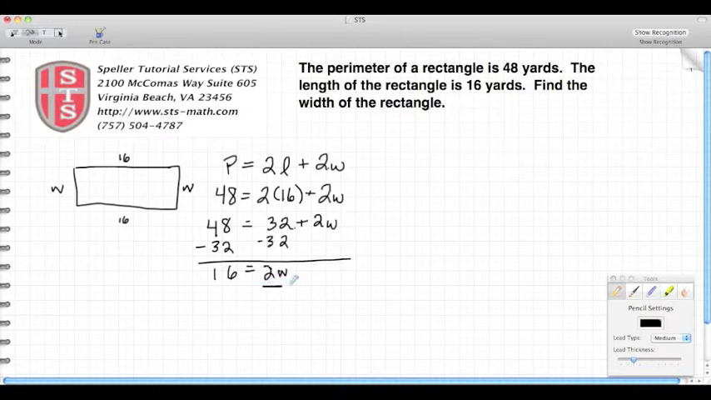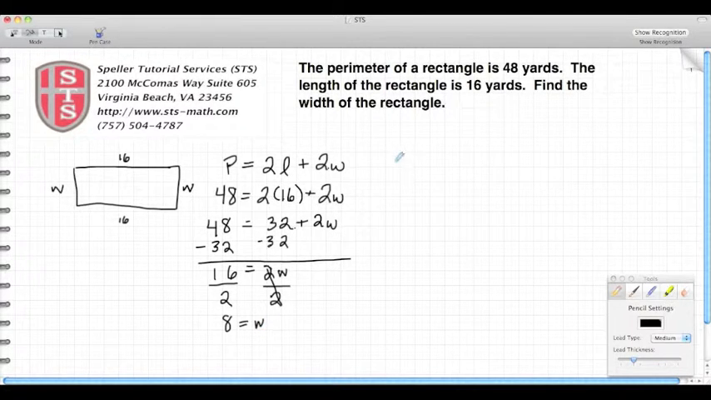The 2 and the W are joined through multiplication, so we divide by 2 to undo that operation. 16 divided by 2 is 8. 2 divided by 2 is 1, leaving us with just a W. So we see that the width we've said is going to be 8 yards for this particular rectangle.